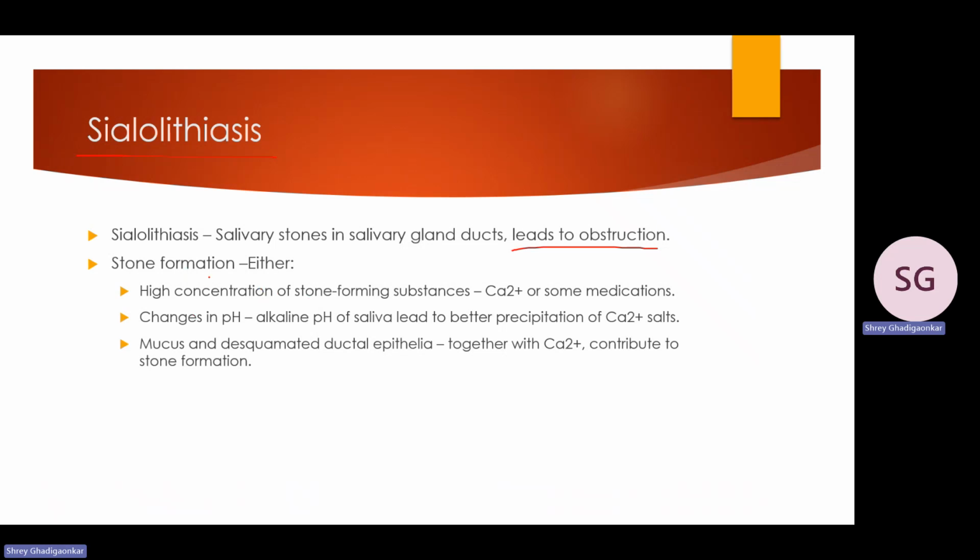Specifically, alkaline pH of saliva leads to better precipitation of calcium salts. And the third way of stone formation is mucus and the desquamated ductal epithelia. So this together with calcium may contribute to stone formation.